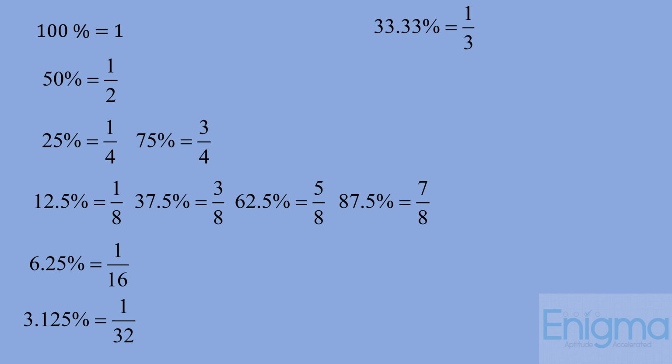Another few percentage values which we need to remember is 33.33%. It can be replaced by 1 by 3. Again, multiplying both sides by 2, we get 66.66%, which is nothing but 2 by 3.